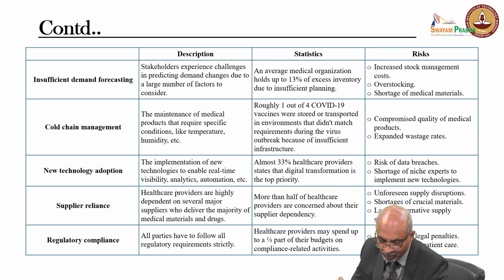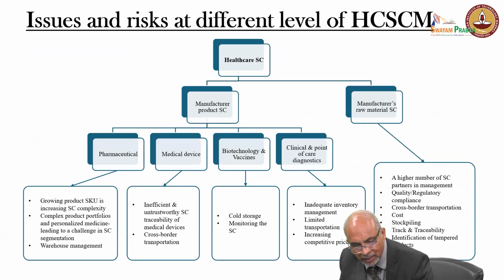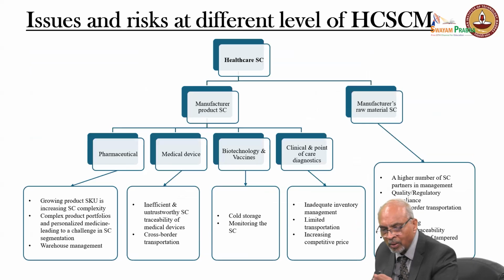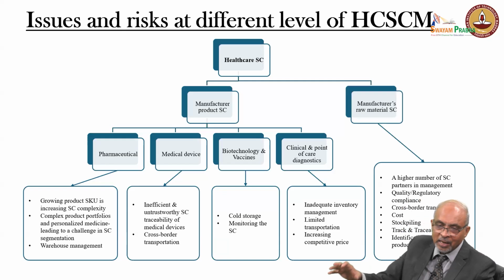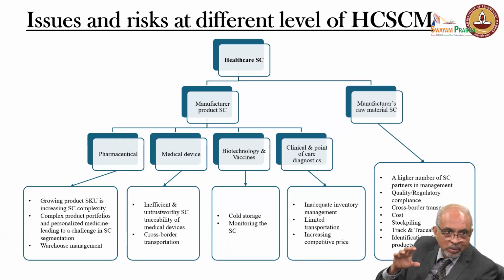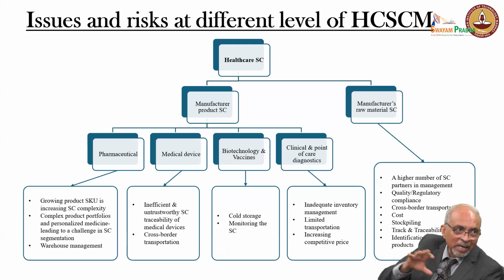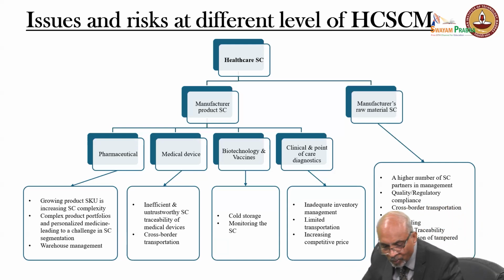Supplier reliance, we talked about that. Regulatory compliance, we've talked about it. So these are the issues that happen now. This diagram talks about various levels of the healthcare supply chain: manufacturer of raw material, pharmaceutical, medical device, biotechnology and vaccines, and clinical. All these different levels, the risks and issues that we saw in the previous slides play out differently, right? Why do they play out? Let's look at a pharmaceutical as an example.